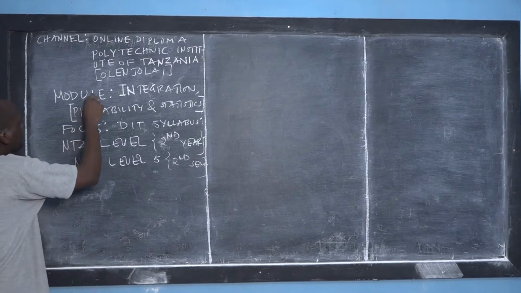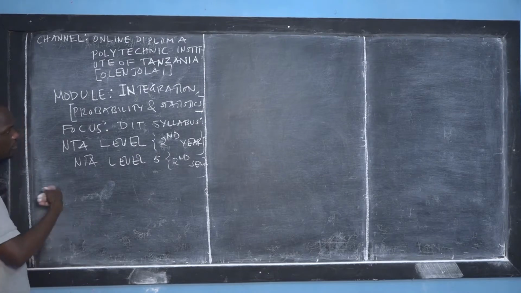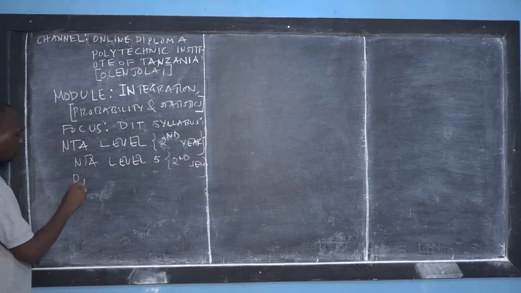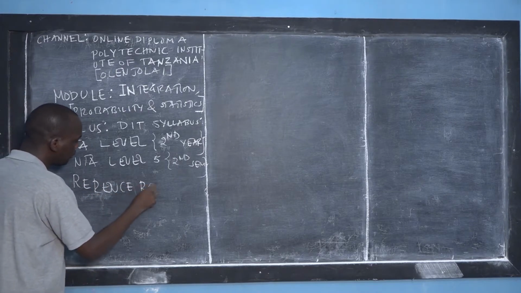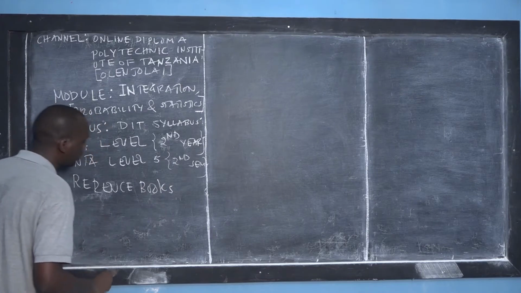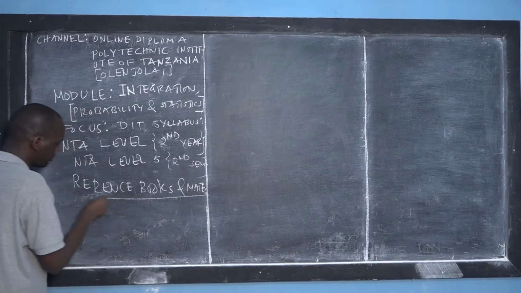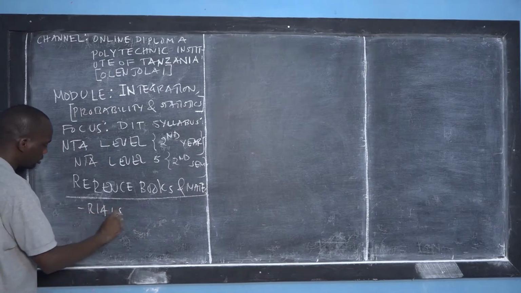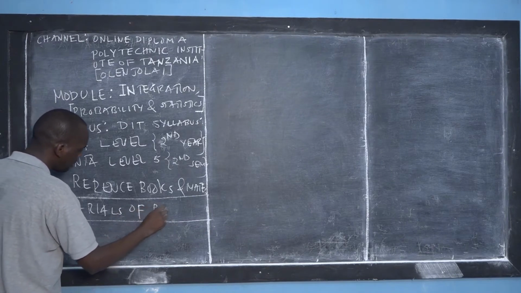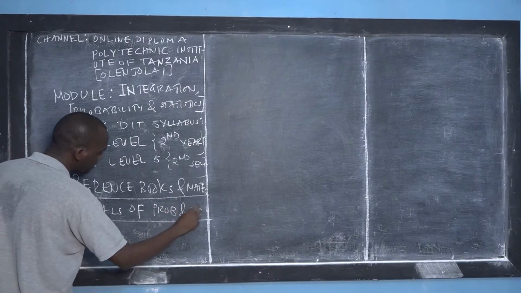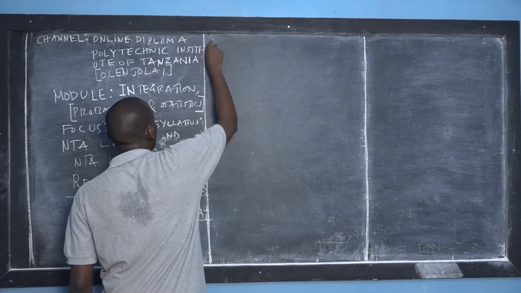So then, after having this introduction, before I get to the big picture of mathematics, I want to give you reference books and materials for you to understand this topic that I'm going to teach you, materials of probability and statistics. So let us mention some of the reference books that you need.